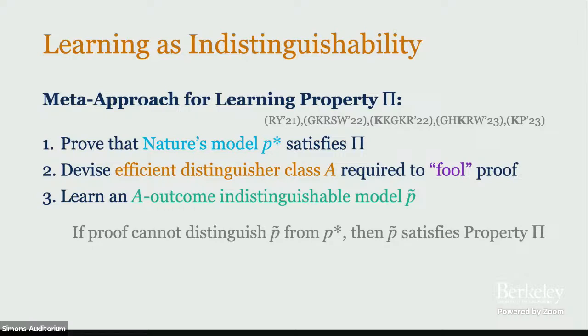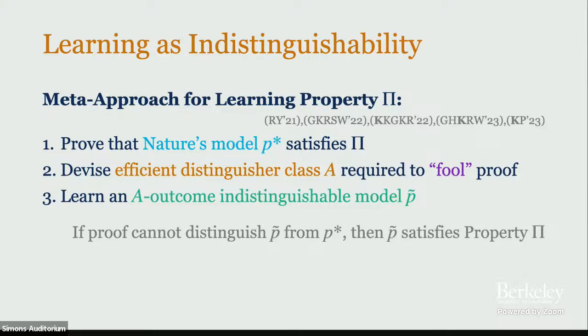Okay. And sort of immediately, if the proof can't distinguish between P tilde and P star, then P tilde must satisfy the property. And if you look at a lot of the results on outcome indistinguishability, you can recast what's happening there as an instance of this meta approach. Okay, so I think this is really an exciting opportunity for you to plug in your favorite property here. Come up with new properties that you might want to learn and try to just turn the crank here.